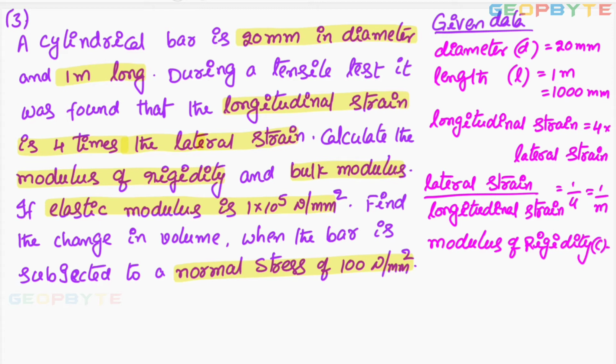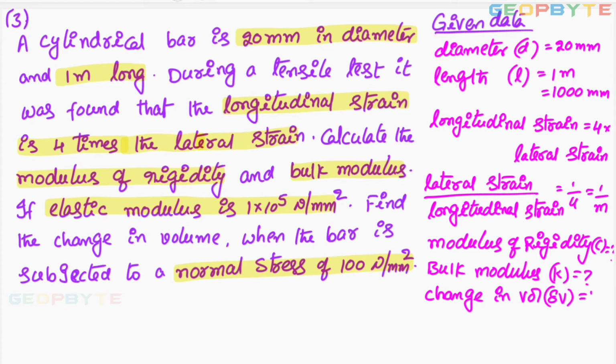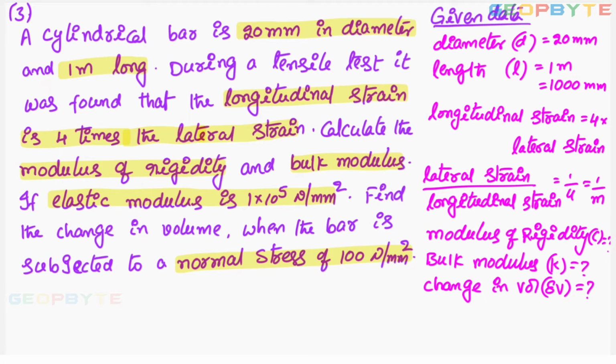C equal to how much? Then find the change in volume also. Bulk modulus, you are also asked to find the bulk modulus. K equal to how much? Change in volume, delta V equal to how much? That is the data. Let us have the solution. You are asked to find the bulk modulus K, change in volume, and modulus of rigidity.